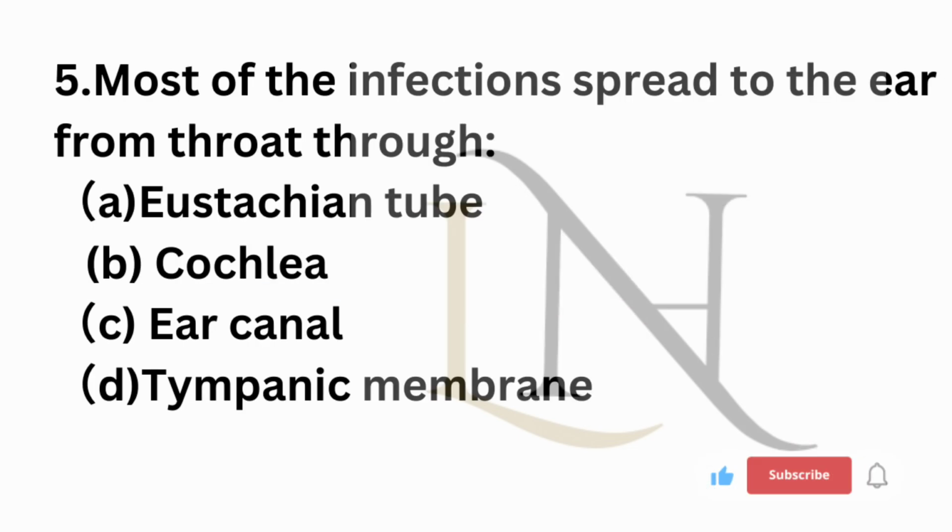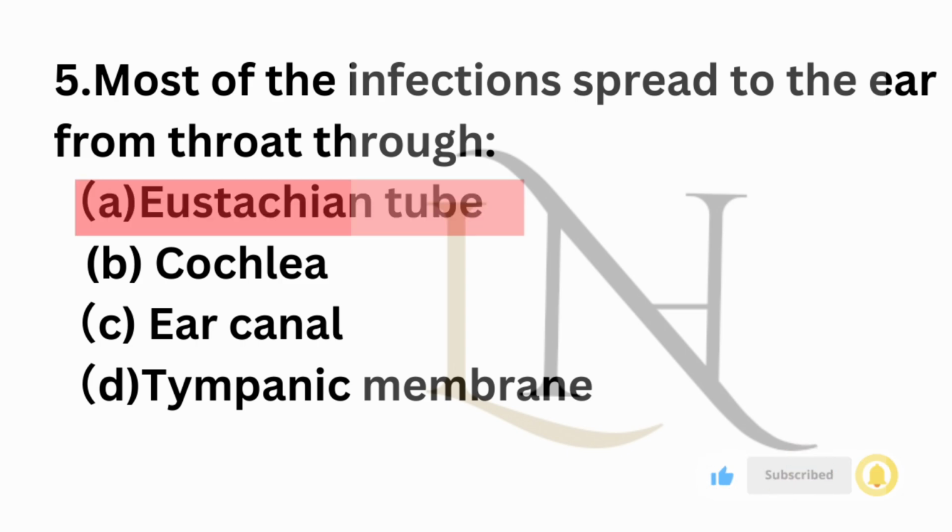Most of the infections spread to the ear from the throat through: option A, Eustachian tube; option B, cochlea; option C, ear canal; option D, tympanic membrane. Correct answer: option A, Eustachian tube.